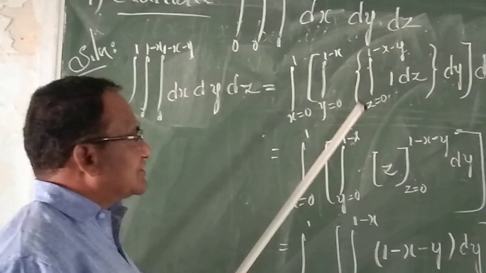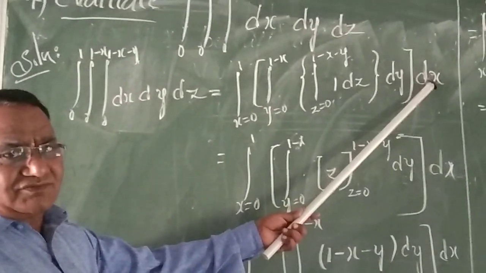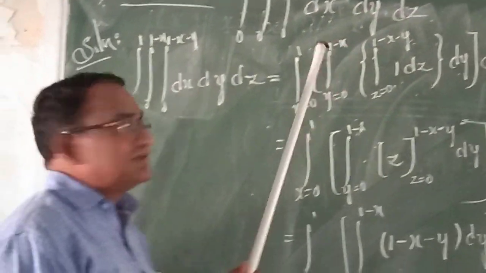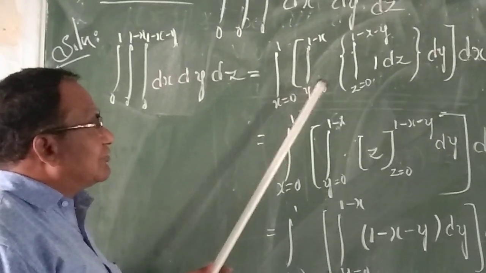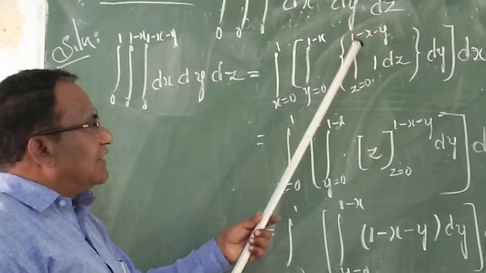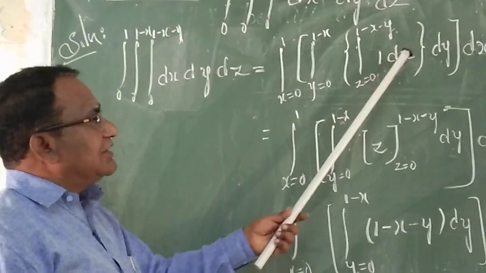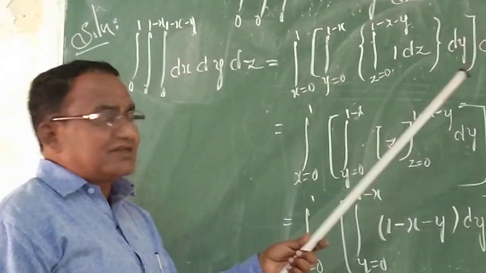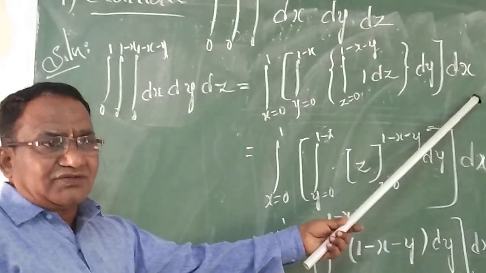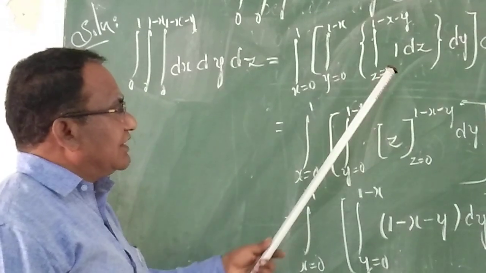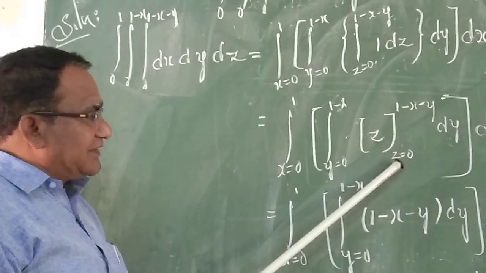Whereas 0 and 1 are constants, so you can take the limits x from 0 to 1 into dx here. So totally the given integral may be written as integral from x is equal to 0 to 1 of integral from y is equal to 0 to 1 minus x of integral from z is equal to 0 to 1 minus x minus y into 1 into dz into dy into dx. Means we have to integrate this with respect to z first, then with respect to y, then with respect to x.